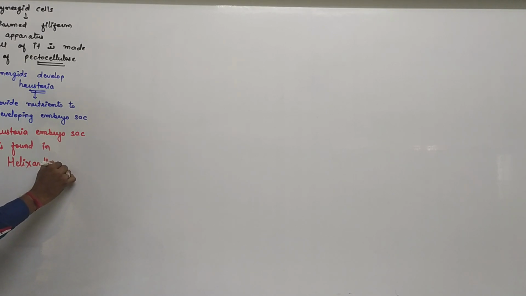So, one thing I want to tell you, the haustoria type embryo sac is found in the plant named Helixanthera. So synergid cells form the haustoria, and it provides nourishment. Fine.